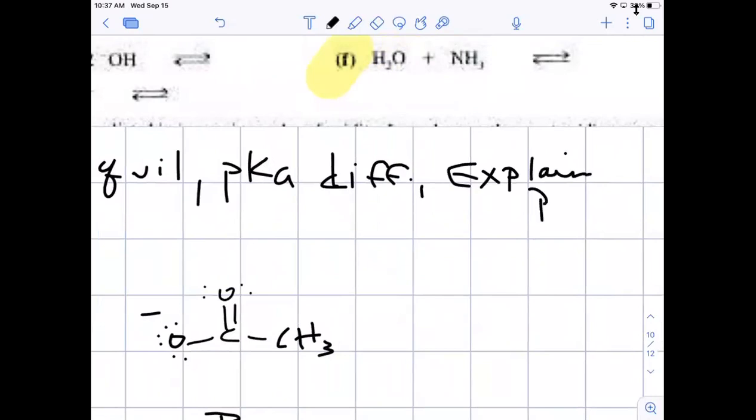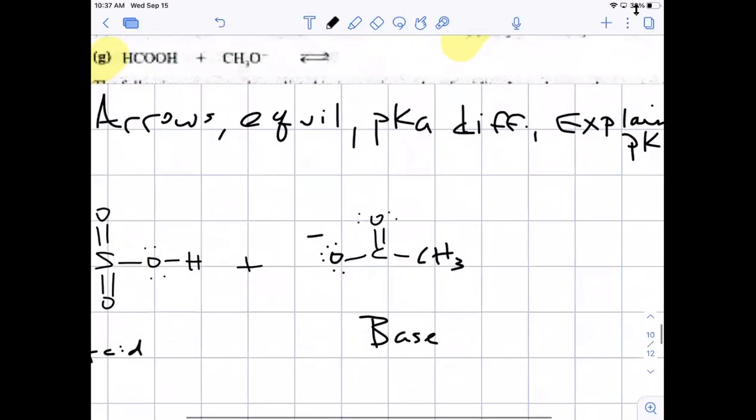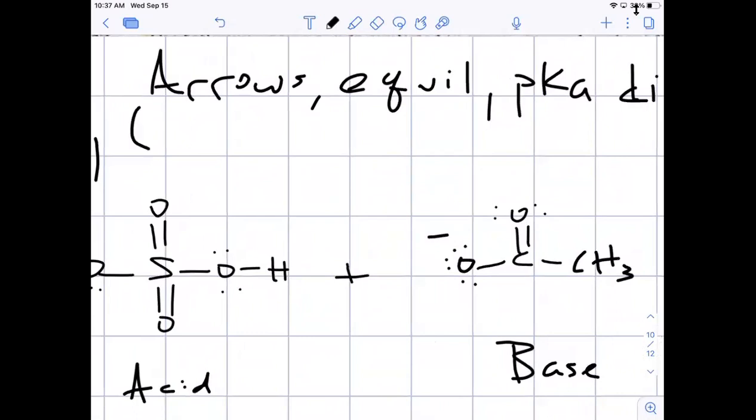Is arrows the same as mechanism? Because that's what the book says. Yes, the mechanism is just a step-by-step interpretation of what is going on in a reaction, and you illustrate it by using curved arrows. So yes. Actually, we'll put that here. Right. So what is the mechanism?